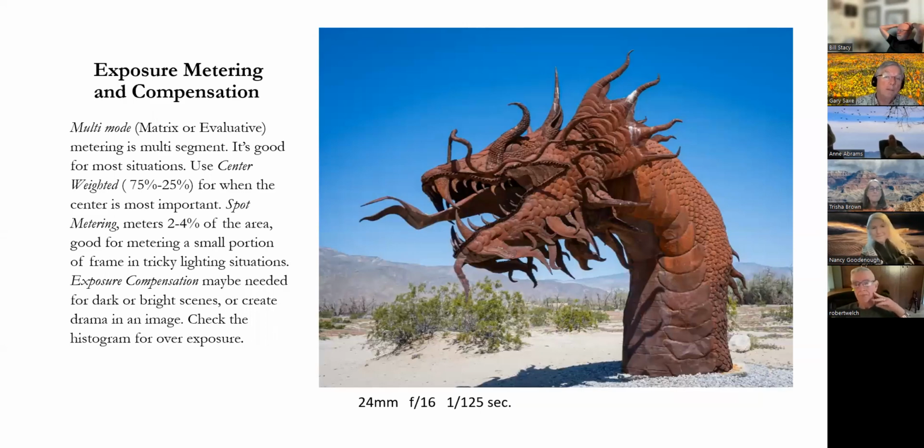Exposure metering and compensation. Multi-mode: on some cameras it's matrix, on some it's evaluative. Its metering is multi-segment. It's good for most situations. Use center weighted, 75% center, 25% outside center, for when the center is most important. Spot metering meters 2 to 4% of the area, good for metering a small portion of the frame in tricky lighting situations. Yeah, and on modern cameras, that area can be adjusted.